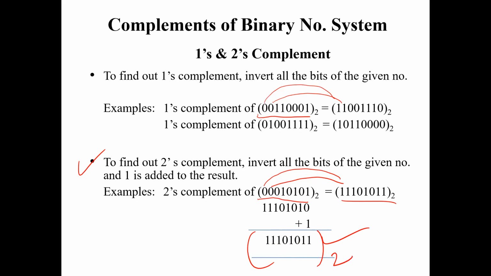The concept is very simple. If you want to find the ones complement, just invert all the bits of the given number. And if you want to find the twos complement, first of all find the ones complement, then 1 will be added to the result.